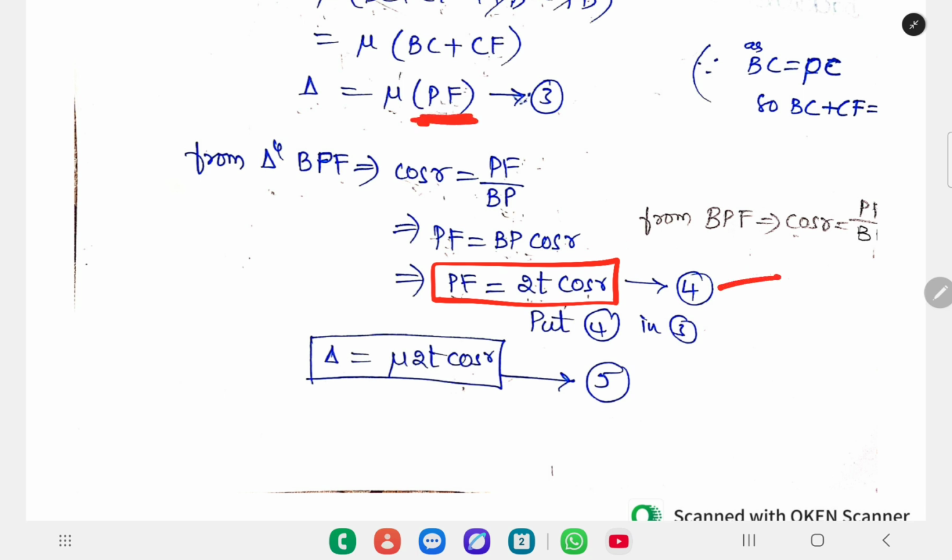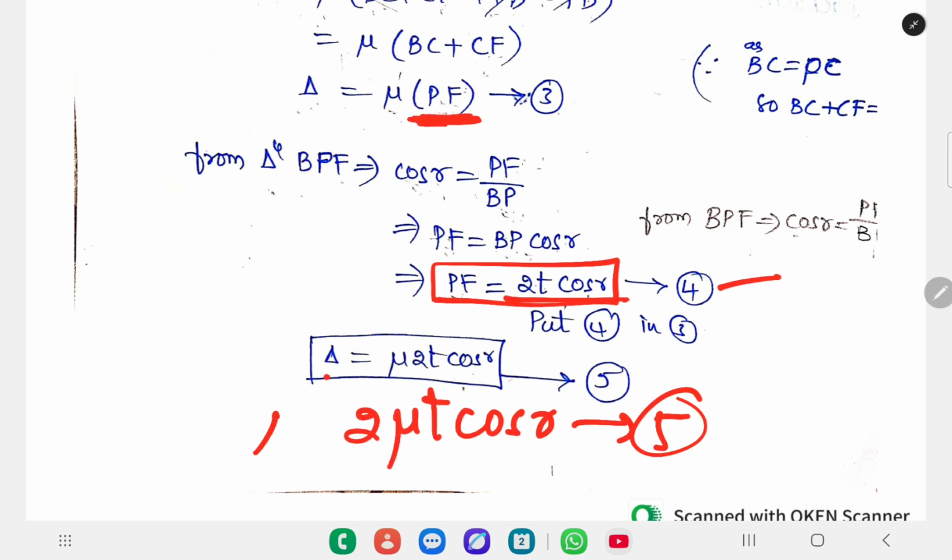Now we have PF in the third equation, so in place of PF we write 2T cos r. So delta is equal to mu times 2T cos r, or you can write 2 mu T cos r. This is the path difference between the two rays, one after direct reflection and one after internal reflection.